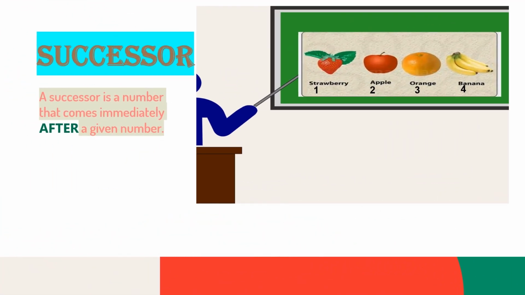Successor. On screen, we can see 4 types of fruits. If I will ask which fruit is placed after apple, then your answer will be orange. And in terms of number, what comes after 2? Answer is 3. So we can say that 3 is a successor of 2. So a successor is a number that comes immediately after a given number.